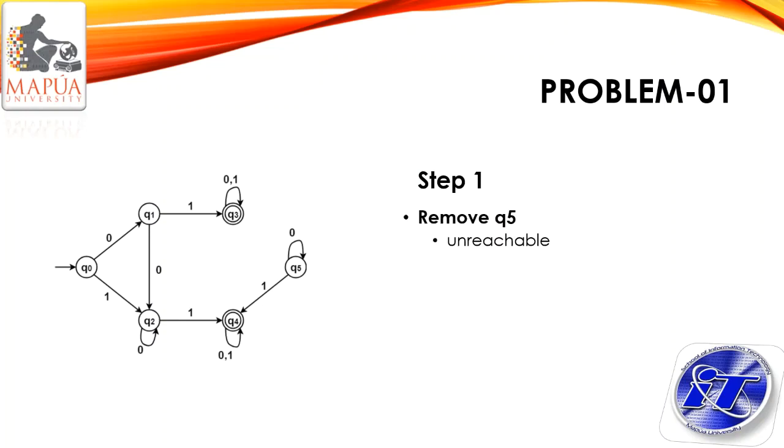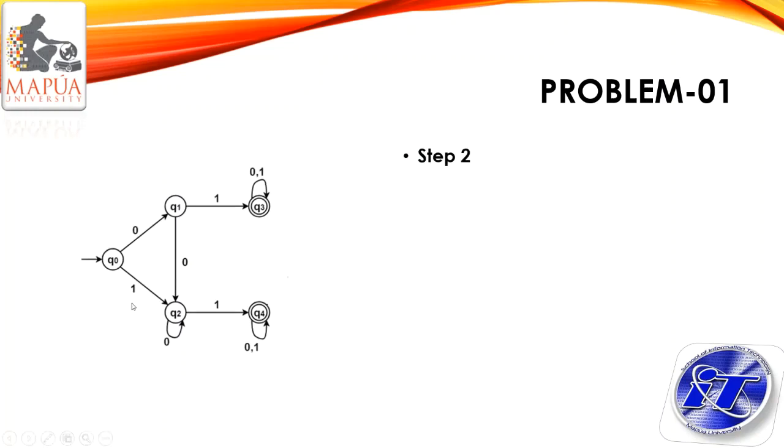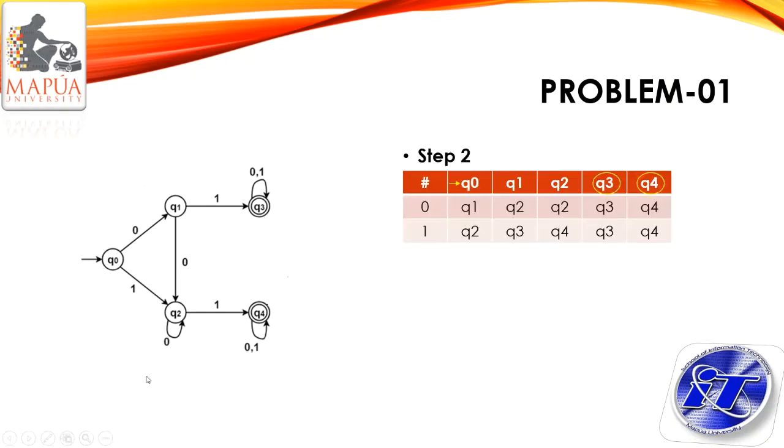So in step 2, this is the updated automaton that we're going to simplify. Again, we're going to create the transition function. So this is the table of the transition of this automaton. If Q0 encounters 0, it will go to Q1. If Q0 encounters 1, it will go to Q2. While in Q1, if it encounters 1, it will go to Q3.